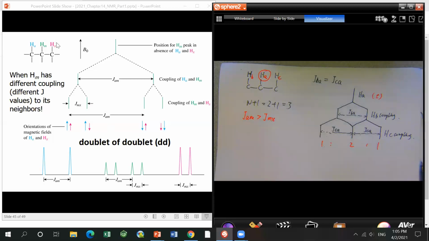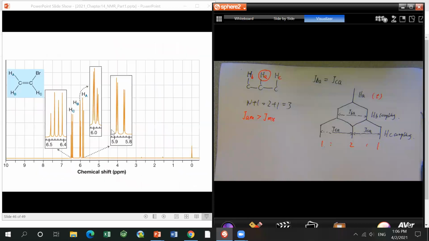So although HM has two neighboring hydrogens, it gets about 4 peaks. Please keep those situations in mind. We may see them in a future quiz or exam. Right, and here's the real example.